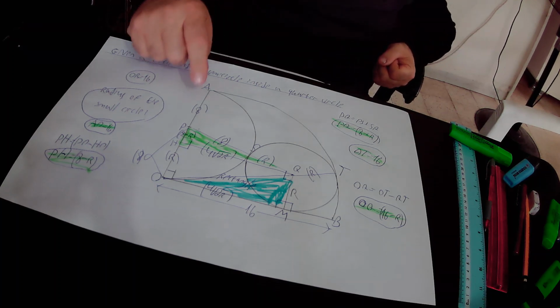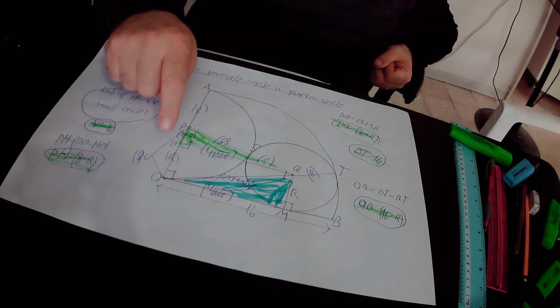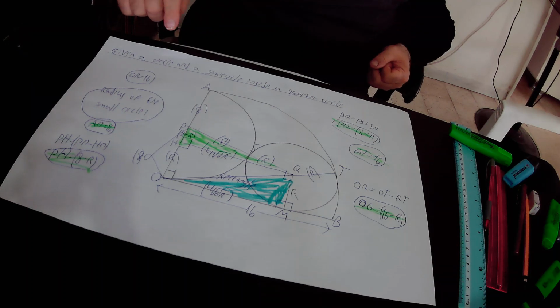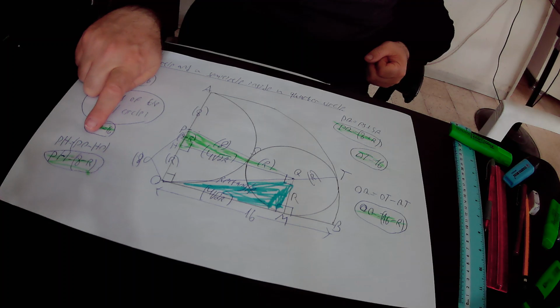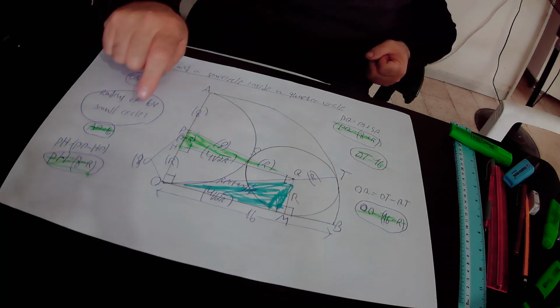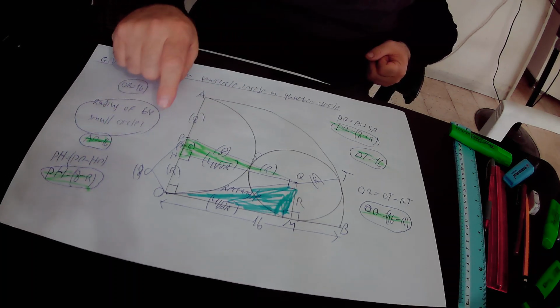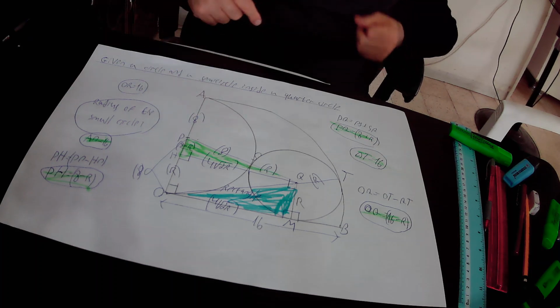What is the length of PH? PH equals PO minus HO. Again, PH equals PO, that is 8, the radius of the semicircle, minus HO, and we just found out that HO equals R. So in total, PH equals 8 minus R.